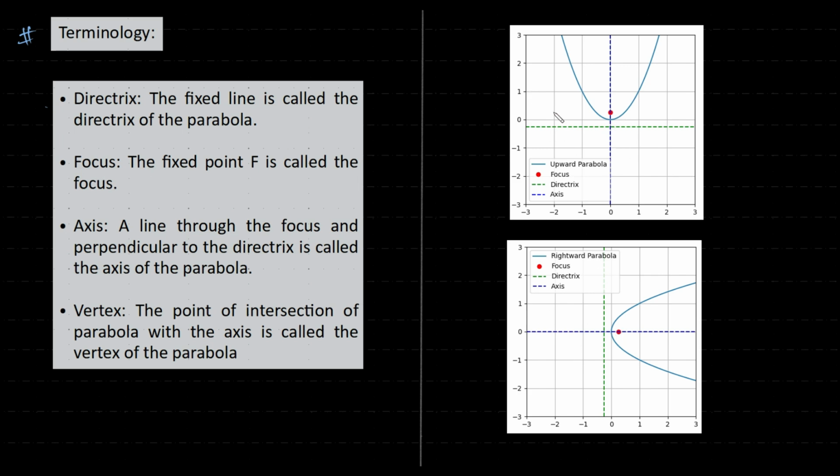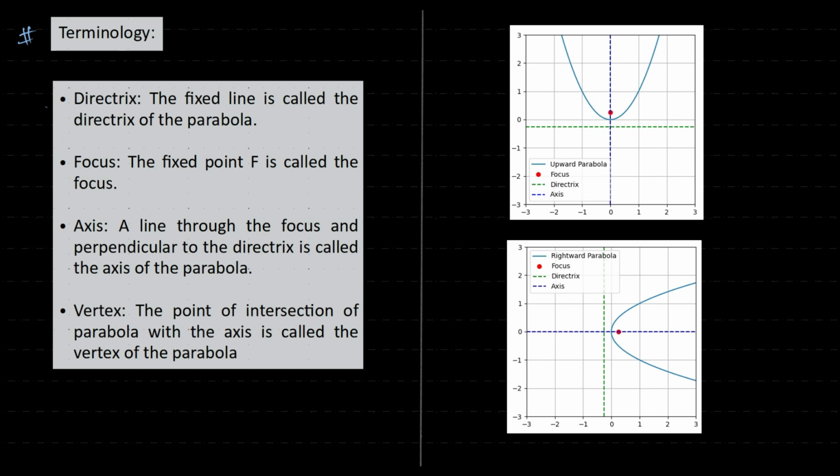So I have two versions. There are four versions, in this case I'm showing two. So this is your upward parabola and rightward parabola. That's your focus. Sorry, this is your directrix, and that's your axis. Axis: a line through the focus and perpendicular to the directrix is called the axis of the parabola. Vertex: the point of intersection of the parabola with the axis is called the vertex of the parabola.